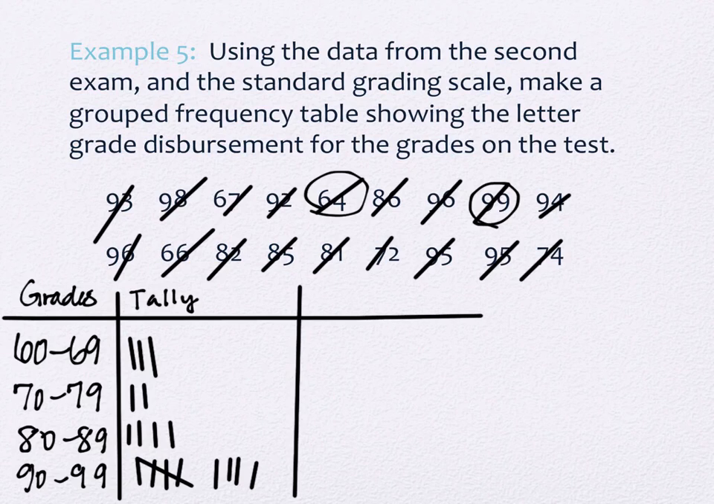And the last column is actually the frequency column, and the only difference between the frequency column and the tally column is that we write the numerical value that represents the number of tally marks. So on the first one we have the number 3, the second one is 2, the third one is 4, and the last one is 9.